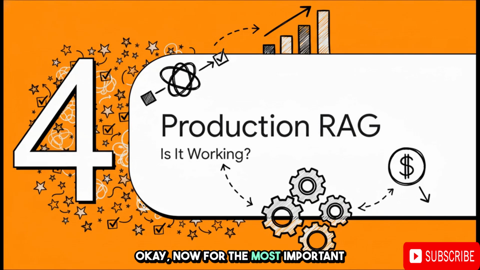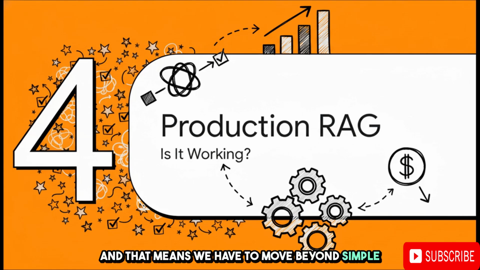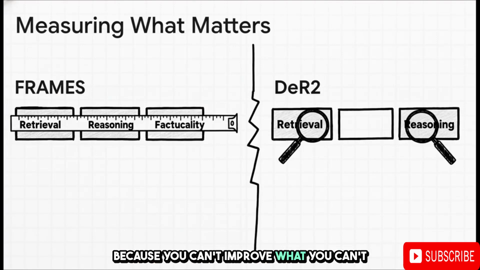Okay, now for the most important part, where the rubber meets the road. Making this stuff actually work in production. We have to solve the "is it working" problem. And that means we have to move beyond simple accuracy scores and start talking about robust evaluation and making smart, deliberate trade-offs between performance, cost, and complexity. Because you can't improve what you can't measure.